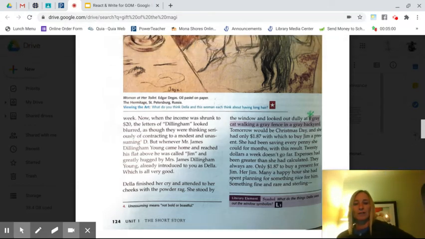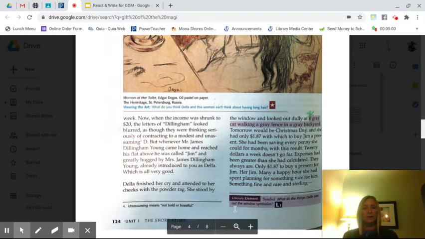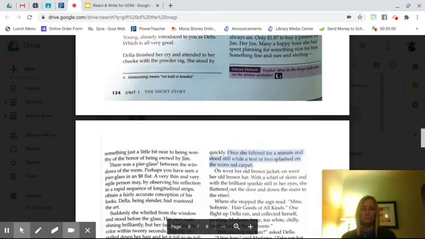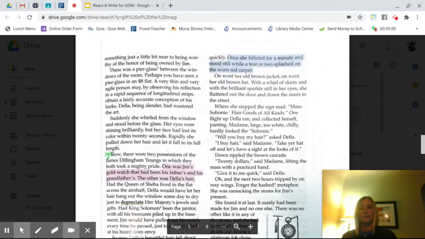Della finished her cry and attended to her cheeks with the powder rag. She stood by the window and looked out dully at a gray cat walking a gray fence in a gray backyard. Tomorrow would be Christmas Day, and she had only $1.87 with which to buy Jim a present. She had been saving every penny she could for months, with this result. $20 a week doesn't go far. Expenses had been greater than she had calculated. They always are. Only $1.87 to buy a present for Jim. Her Jim. Many a happy hour she had spent planning for something nice for him. Something fine and rare and sterling. Something just a little bit near to being worthy of the honor of being owned by Jim.